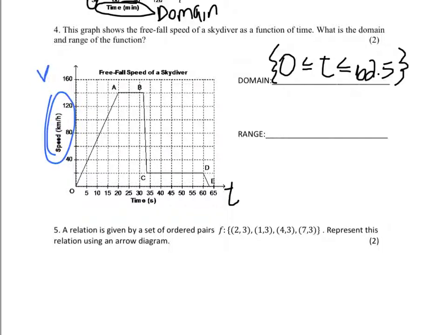For the range, we could talk about speed. I'll use v for speed, since that's what the science guys tend to usually use. You can ask them why they do that. The highest speed that we get is at 140, and the lowest speed is all the way down to 0. Put it in these fancy brackets again, and we're done.